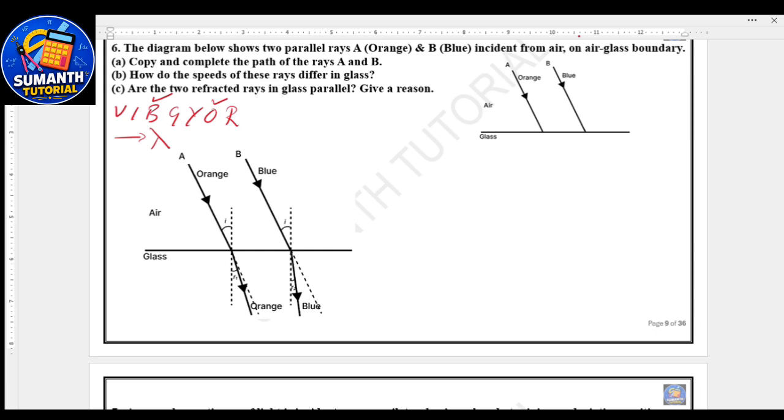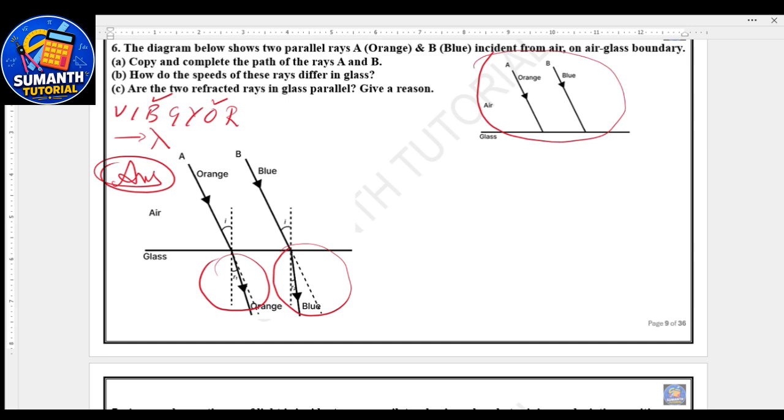See here, this is the question, don't get confused. This is question one and this is answer one. So for answer one, you can see this part and observe this part. It is very clear, blue deviates more than the orange. This is the first thing the evaluator will observe when you have drawn the diagram.